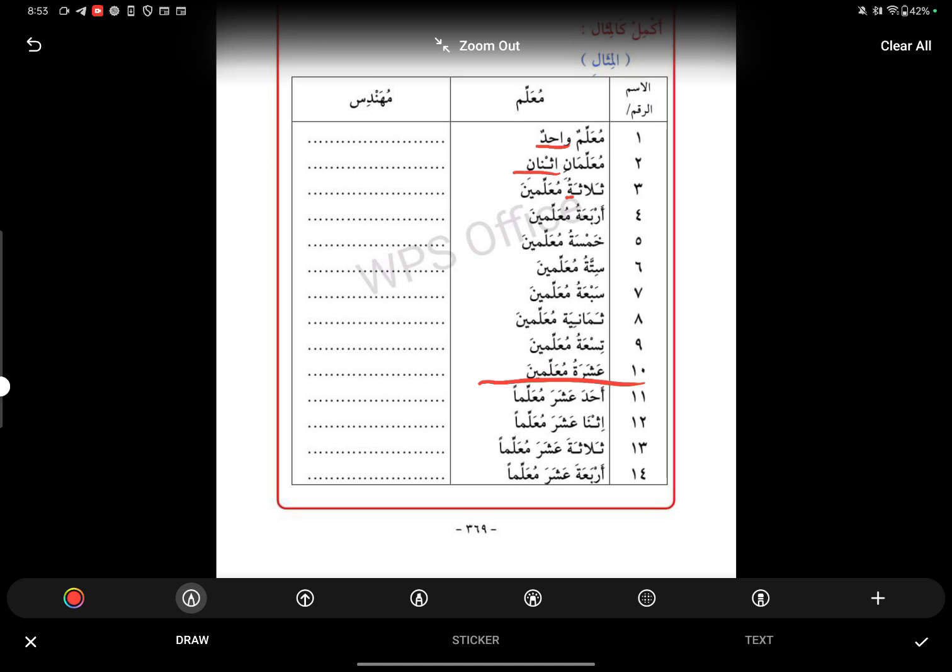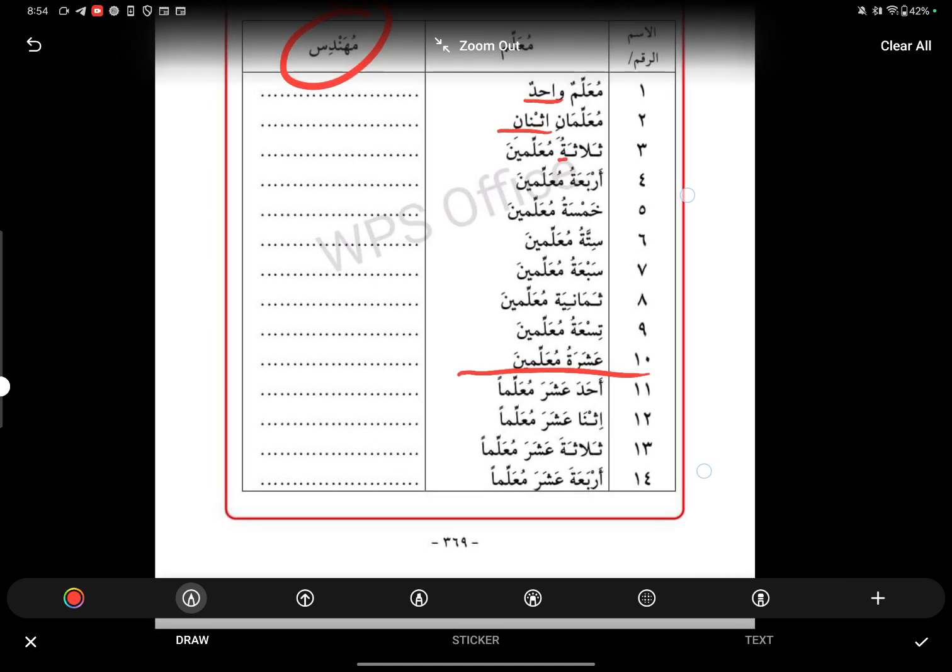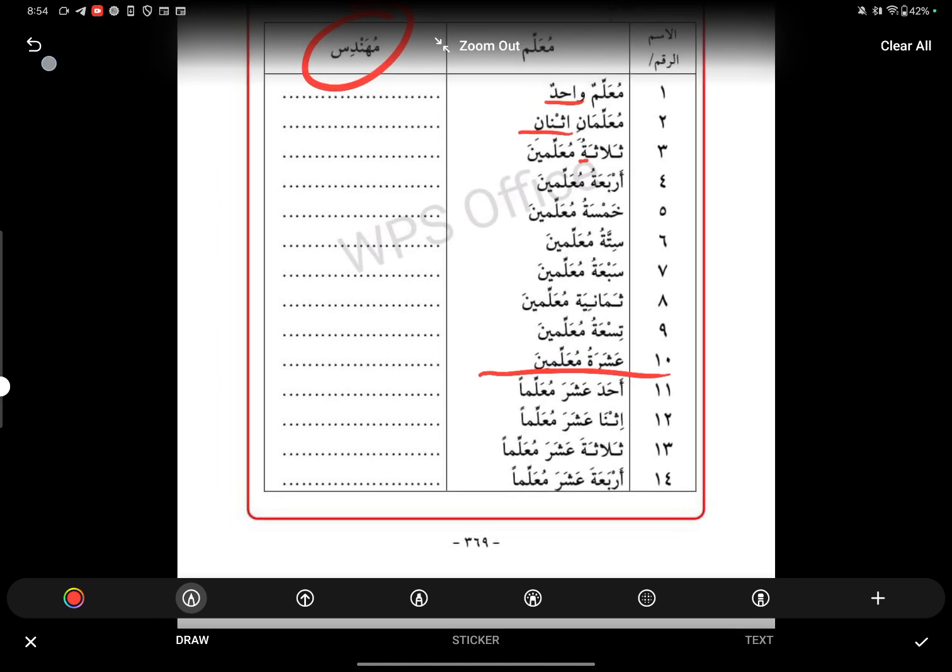Right. Okay. So you can repeat that one more time? No problem. So you have the word muhandis. We're going to take the word muhandis and count. So you're going to say 1 engineer, 2 engineers, 3 engineers, 4 engineers, all the way to 14 engineers. You have the example here at the side, and you're going to do the exact same thing with the word muhandis.